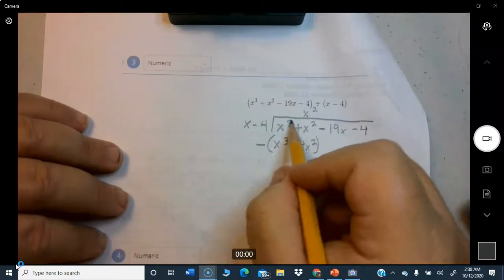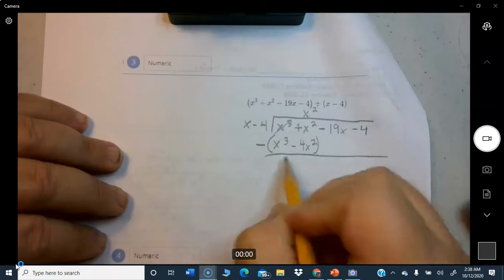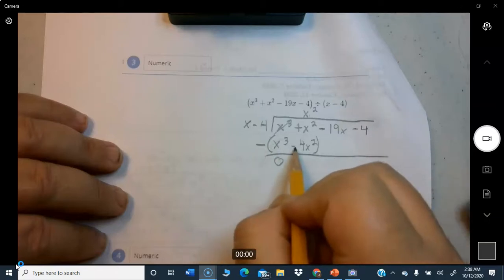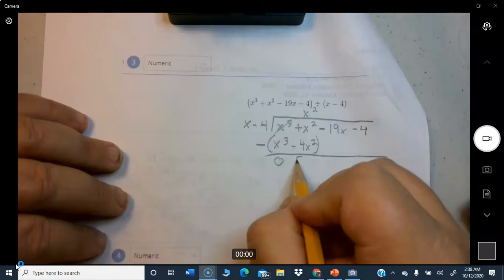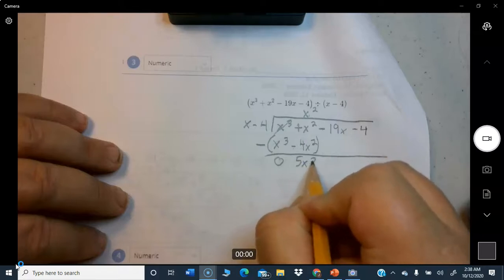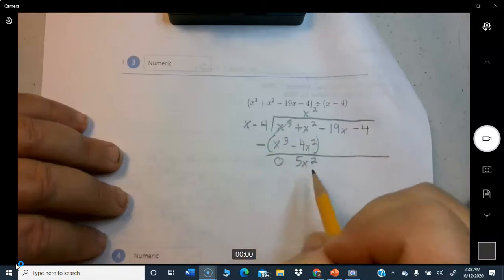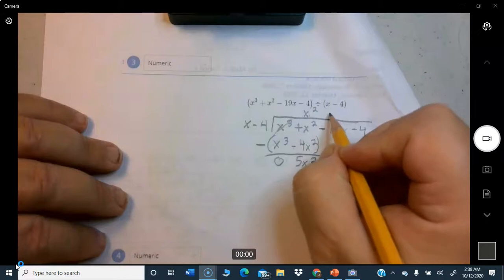Close the parenthesis. So this minus this goes to 0. And negative becomes a plus. So x squared plus 4x squared is 5x squared. Okay, what do you multiply x by to get 5x squared? It would be 5x.